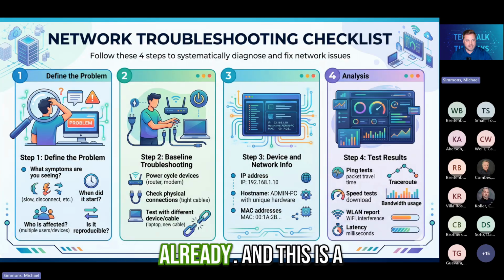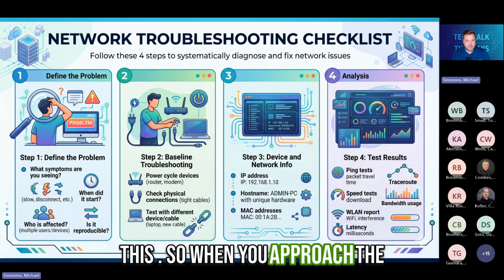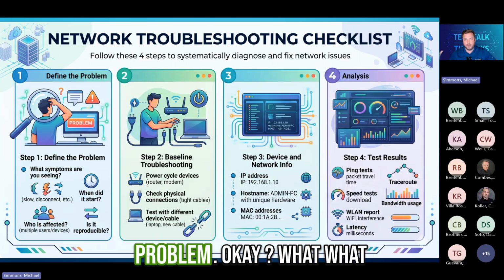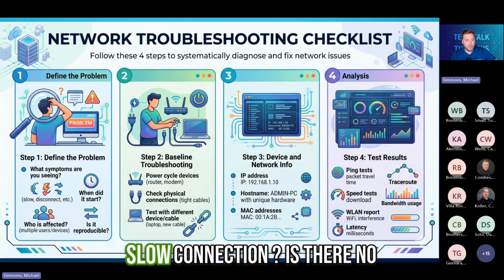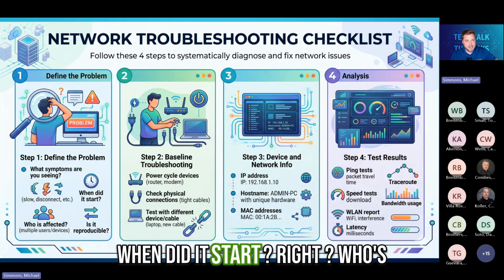And you should have this already. And this is a recommendation. This is a guide. I just want you guys to think about this. So when you approach the problem of a network-related ticket, we need to define the problem. Okay, what symptoms are you seeing? What exactly is happening? Is it a slow connection? Is there no connection? Is it disconnected? When did it start?